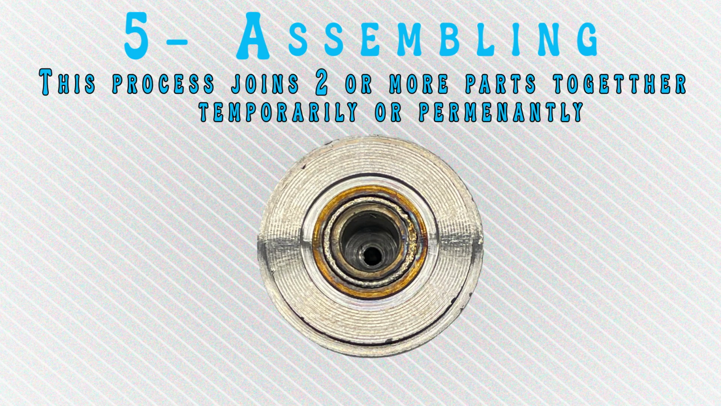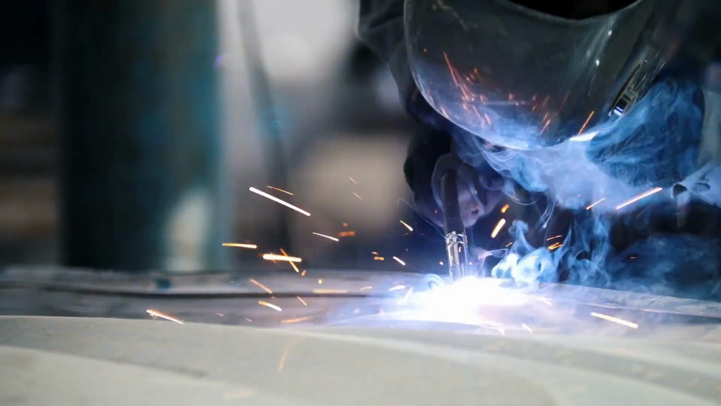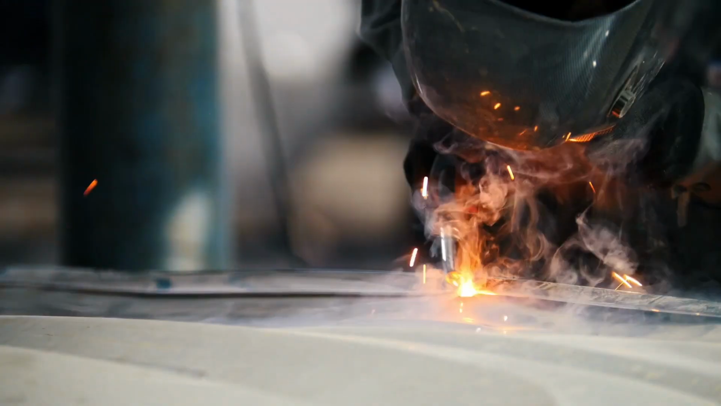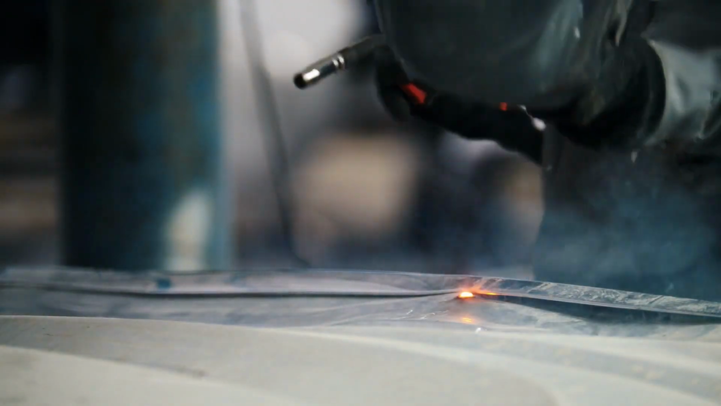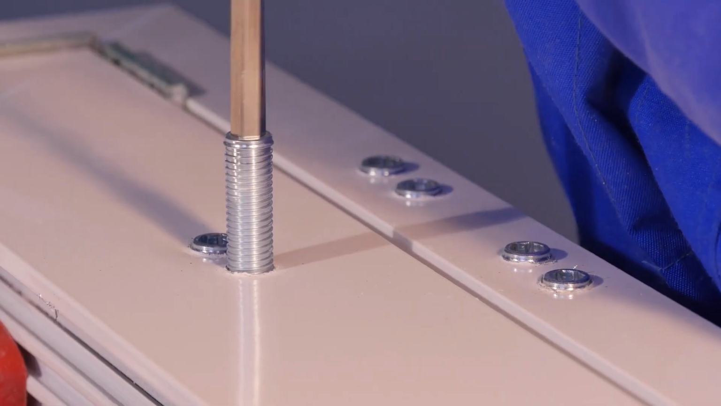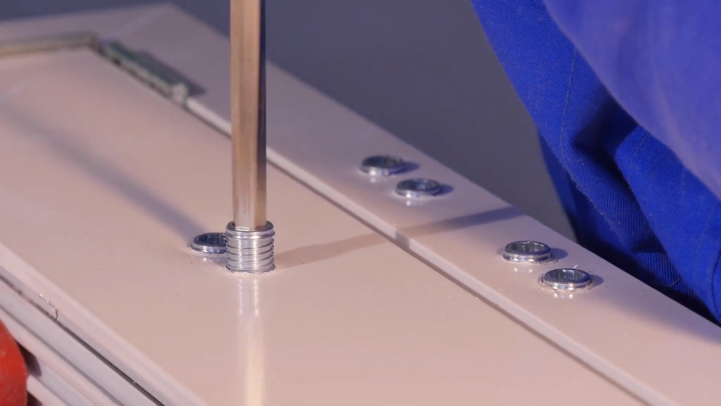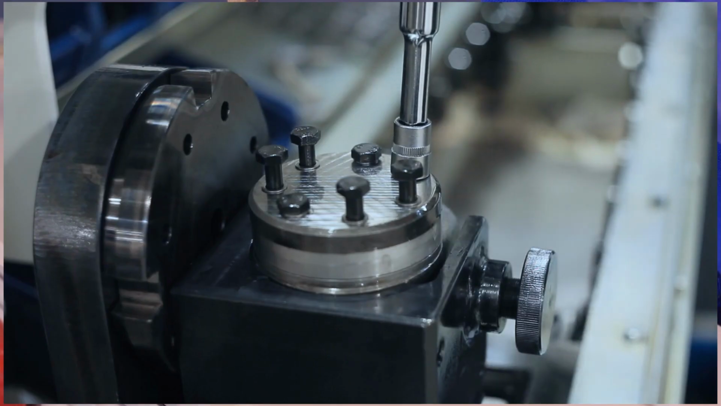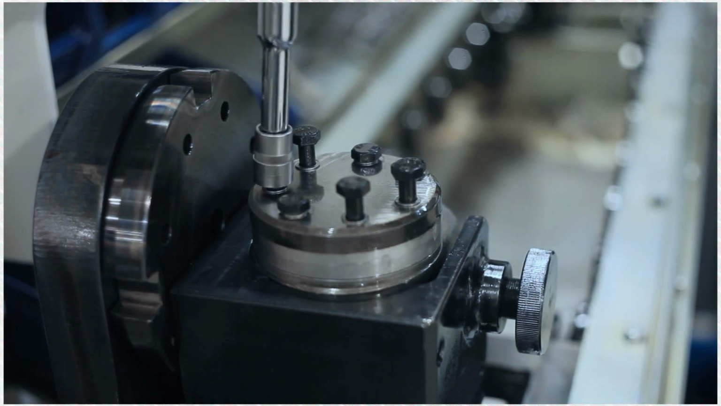And the fifth processing technique we use is assembling. This is an act of joining two or more parts together by bonding them together like welding. This is a permanent assembling technique, or it can also be done by using mechanical force, like tightening fasteners to fixtures, and this is temporary. You can assemble and disassemble them whenever you want.